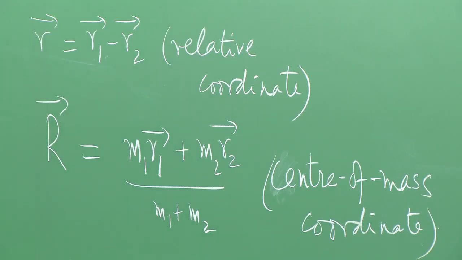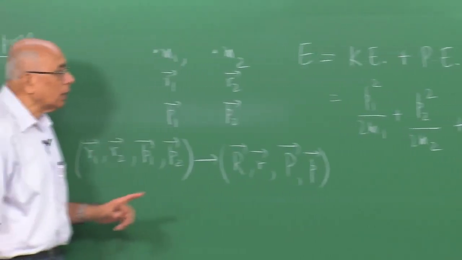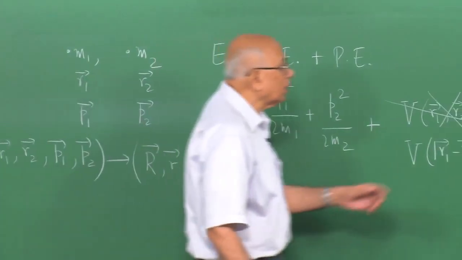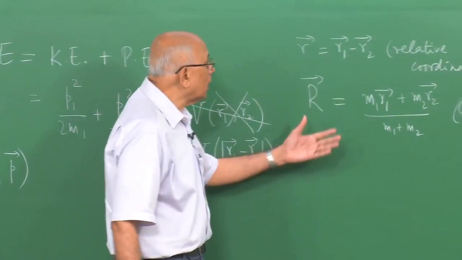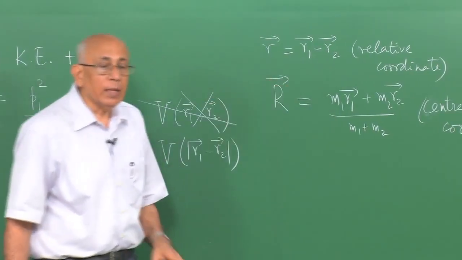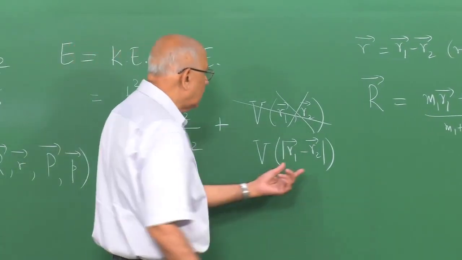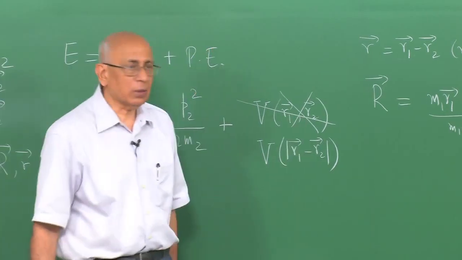So, instead of the vectors little r1 and little r2, one uses two new linear combinations of these vectors, one of which is the relative coordinate and the other is the center of mass coordinate. Now, it is immediately clear that I could have defined the relative coordinate as r2 minus r1, it will not make a difference, and basically that is because this is only a function of the magnitude of this vector, its absolute sign does not matter at all.